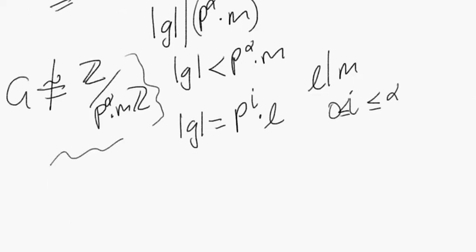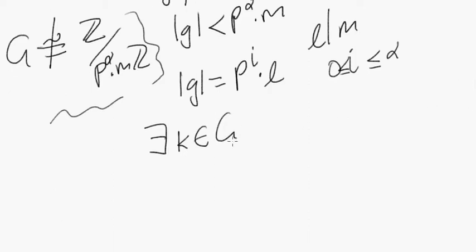So the idea was, suppose we're somehow able to force the fact that for some k an element of G, the order of k actually equals p to the alpha times some little l. That is, the power of p remains the same, but only l goes down. That is, l is some proper divisor of m.